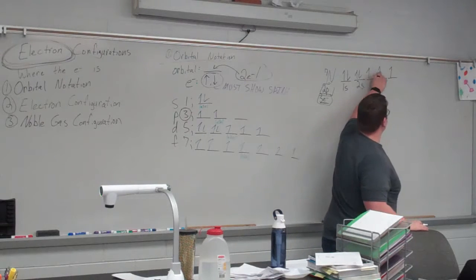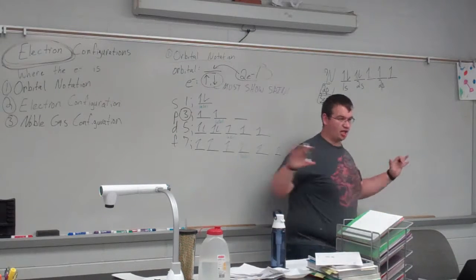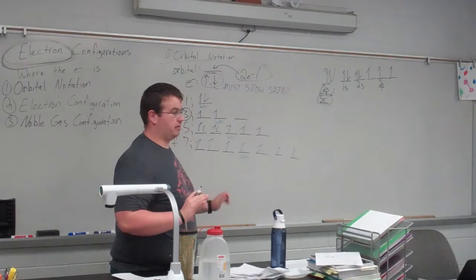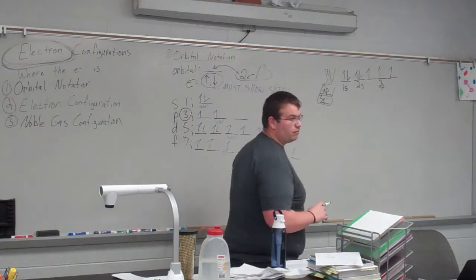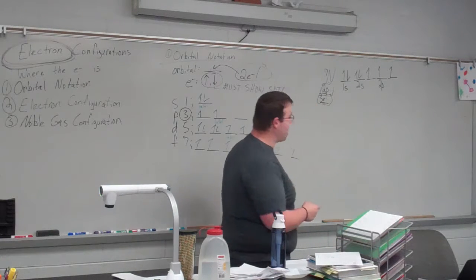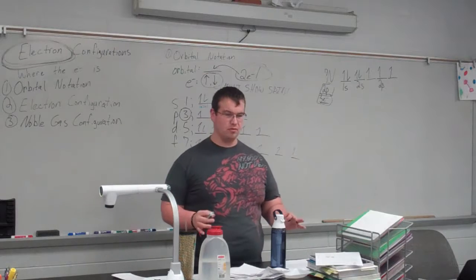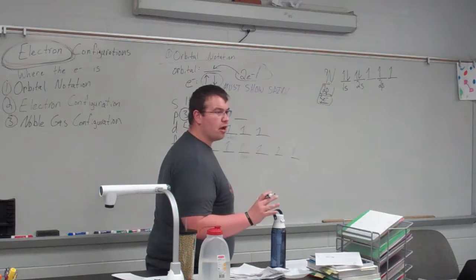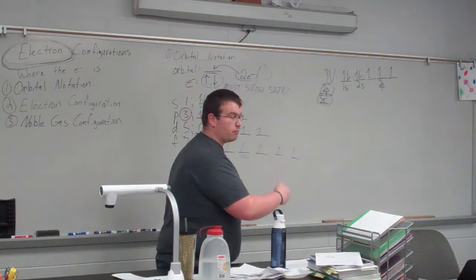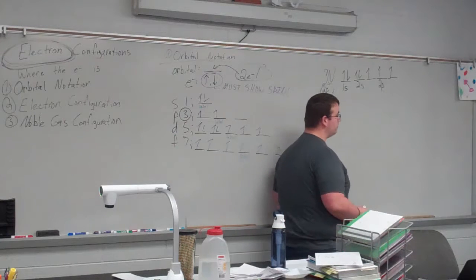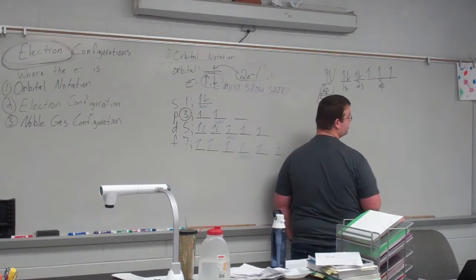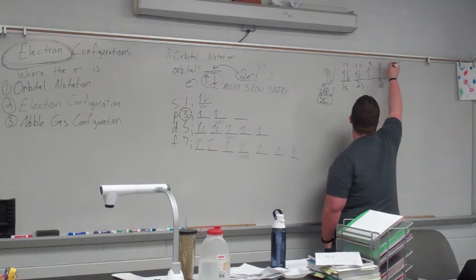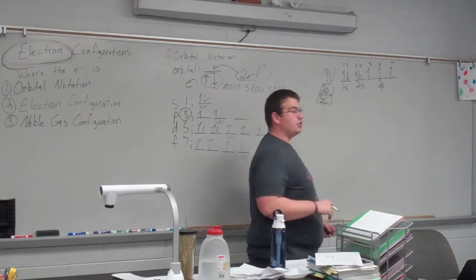Now, how many electrons did I just put in that P? I'm done. You do not put any more. A good way to check yourself: how many electrons does nitrogen have? If nitrogen's neutral, which means it shows no charge, it'll have the same number of electrons as it does protons. So how many does it have? 7. Count how many electrons you're showing. 1, 2, 3, 4, 5, 6, 7. You're done.